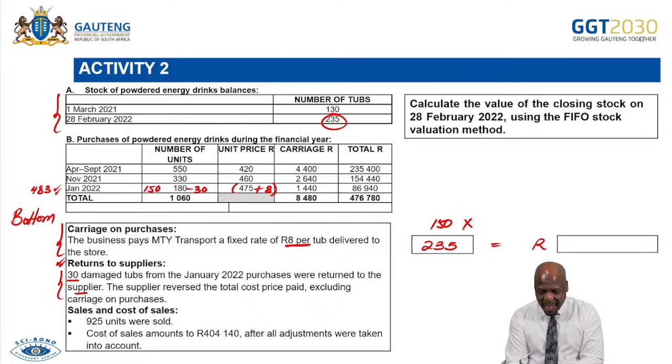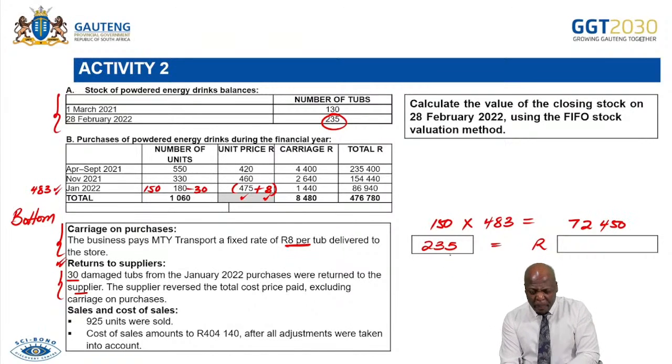Then I say multiply. What is their cost? I have already solved it now. It is 4.75, and then we can also add carriage at the same time, which is 8 Rand. So here I'll have 4.83, that is my cost plus my carriage. Calculators, please. How much do you get? 72,450. Thank you.